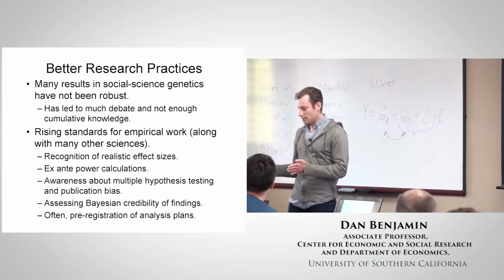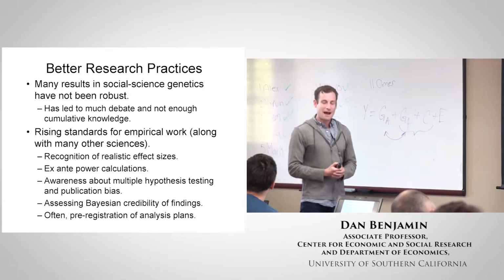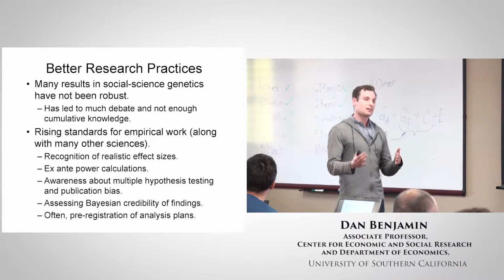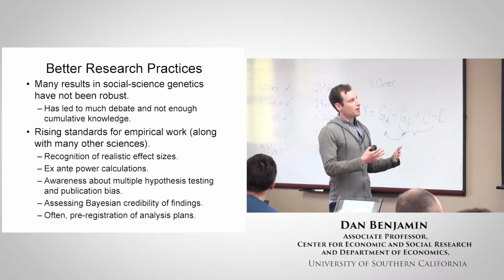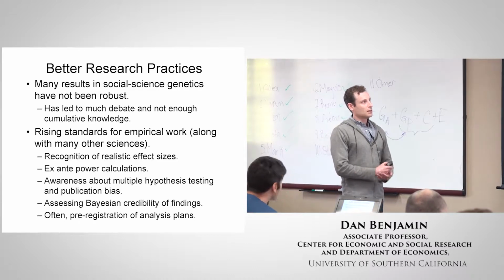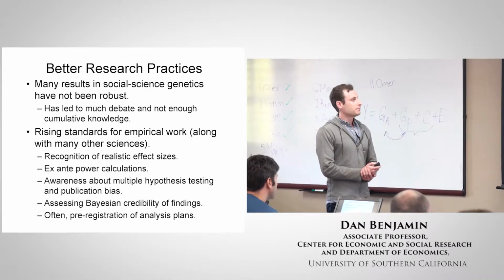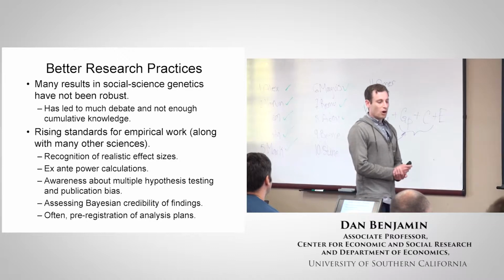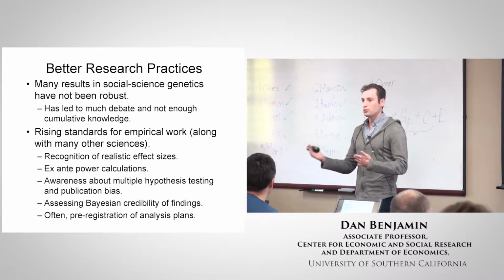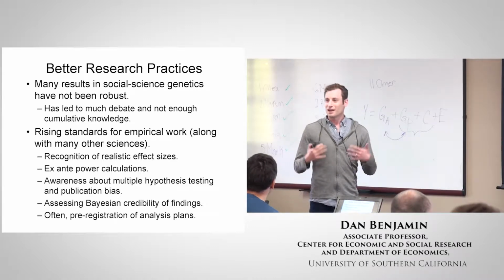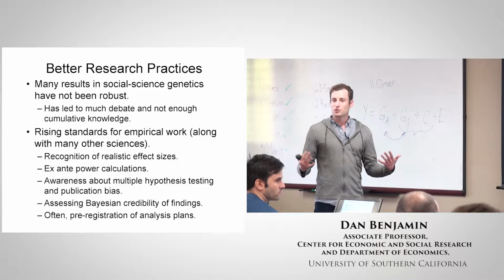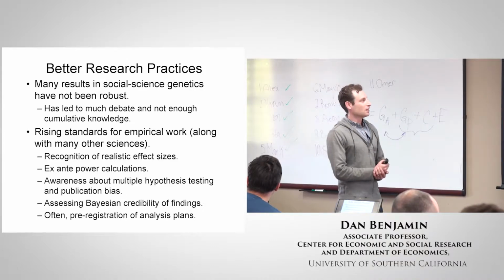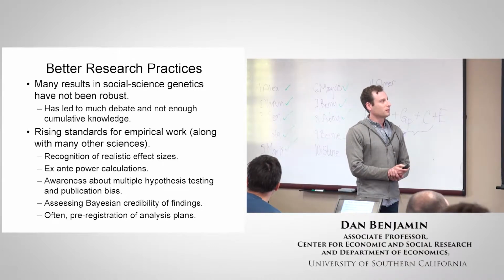I think another change that's happened in the last couple of years, besides the dramatic increase in the availability of data, is a change in research practices. So 5 years ago, I think it would have been fair to say that a lot of the results in social science genetics hadn't been reproducing very robustly. We can argue over which specific results might be true or not true, but the problem is there was a lot of debate, and it's just hard to know which results you can trust and which you can't, and it just wasn't leading to cumulative knowledge that a lot of us were comfortable enough building research on top of.